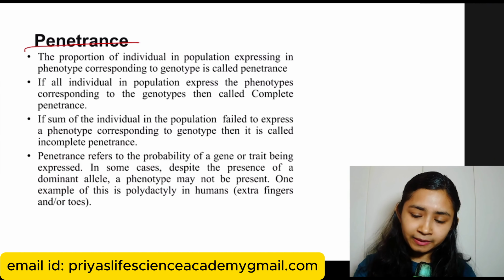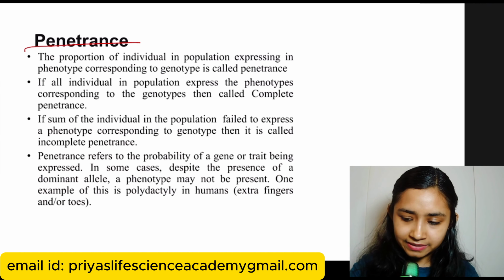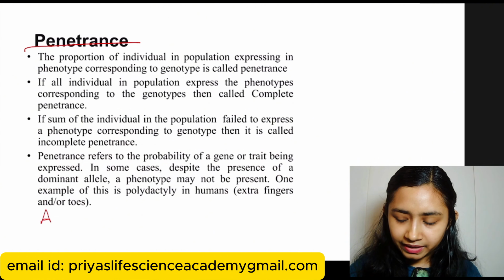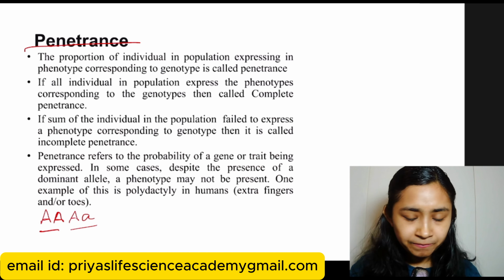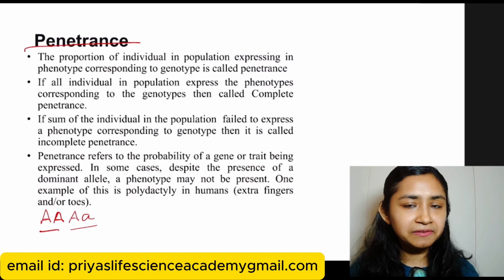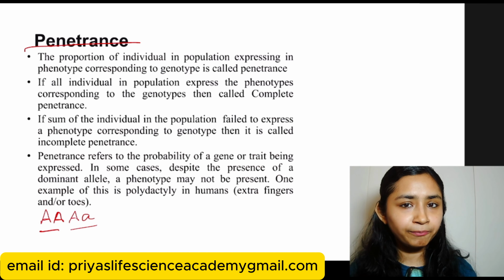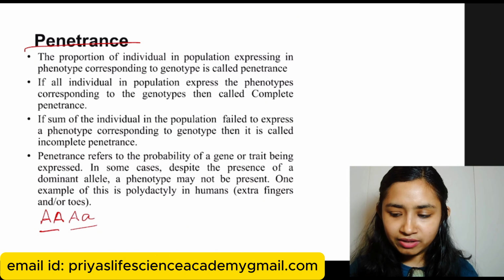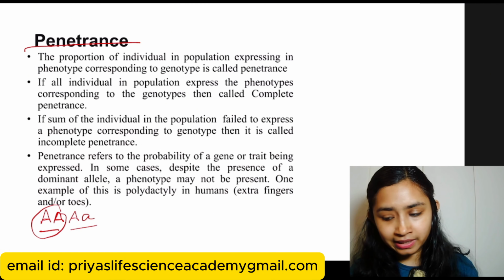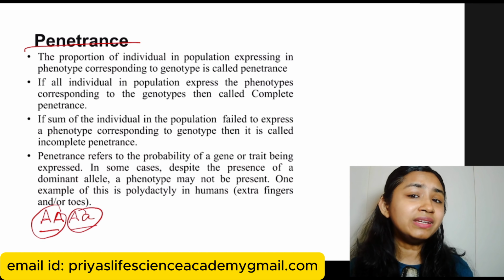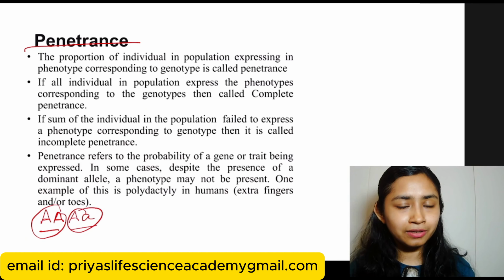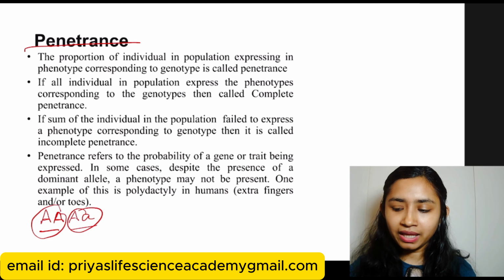For example, I am telling you that capital A or capital A small a. For example, this capital A is responsible for black color body pigment. So even if the genotype is capital A or capital A small a, because the capital A is a dominant allele for the black color gene of the body, they will express the black color.